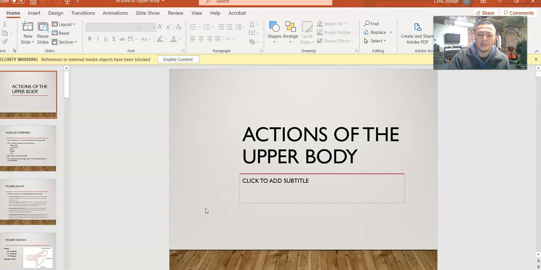All right, actions of the upper body. Now, again, when I'm going over these PowerPoints, I'm going over them relatively fast and just going over key concepts within the PowerPoint. I really want you to take time and familiarize yourself with the material so you'll be more successful with the quiz, the midterm, and the final, okay? All right, so let's go ahead and get started.